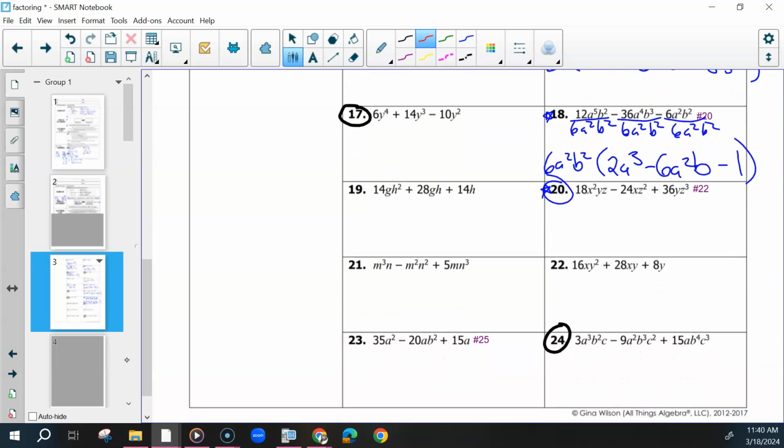6XYZ. 6, yes. 1X. Do they all have a Y? No. So and then 1Z, yes. 6XZ. And if we divide that from each term, what's left?